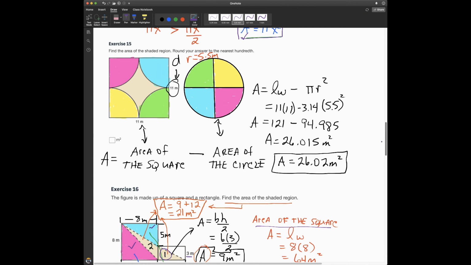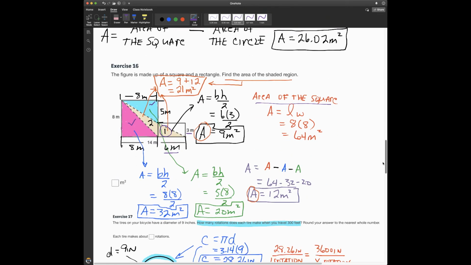Number 15, basically find the area of this shaded region. So I take these 4 pieces and I make a circle. All right, and so this original shape is a square. So if I take the area of a square and subtract the area of a circle, that gives me the area. And so I do that work, and then I make sure that I round to the nearest hundredth, which I do.